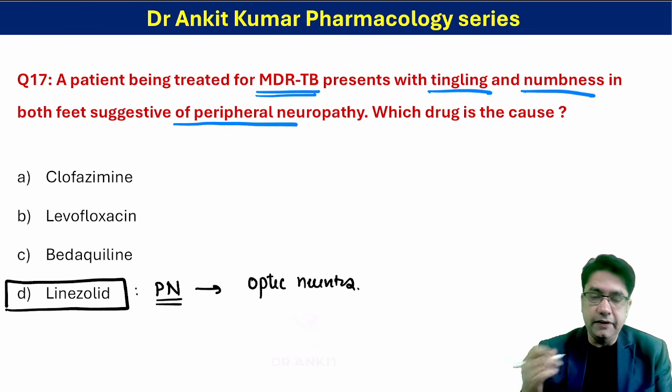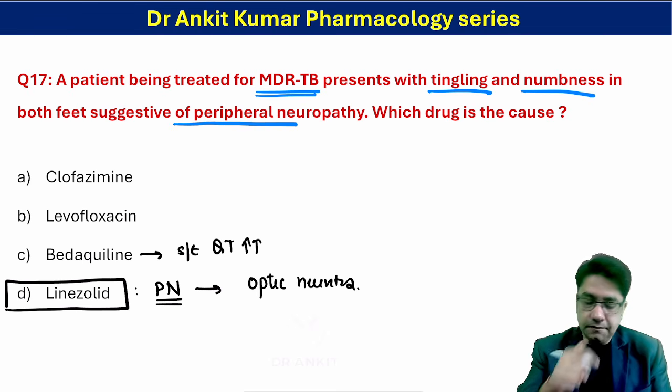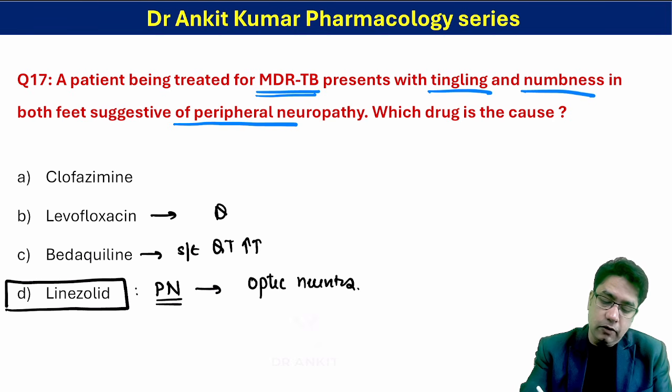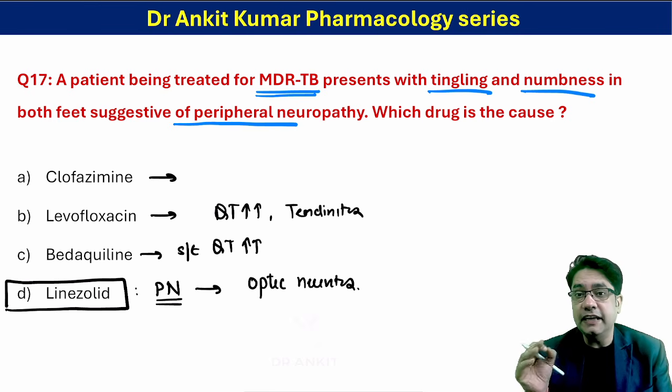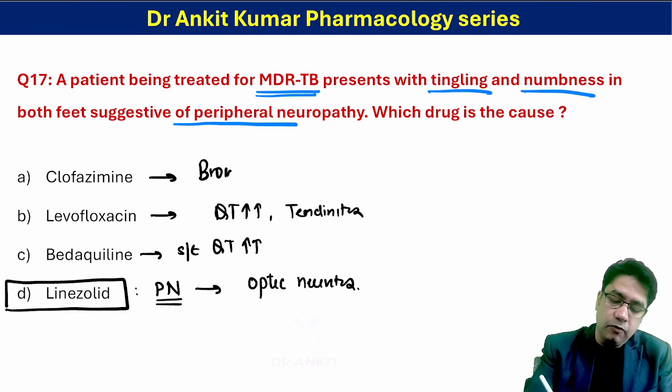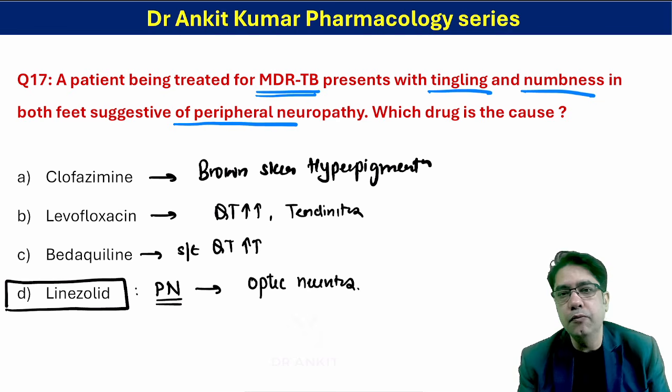Agreed? Then we have bedaquiline. Bedaquiline's side effect is QT prolongation. The "Q" word is coming. Levofloxacin also causes QT prolongation and it causes tendon rupture. It is a fluoroquinolone, it can cause tendinitis. And 6 months back, clofazimine was asked, and I have told you, clofazimine was a brown colored dye, a textile dye, which was later used in tuberculosis and leprosy. It can cause brown skin hyperpigmentation. These are the important side effects which we have to remember of all these anti-tubercular drugs.